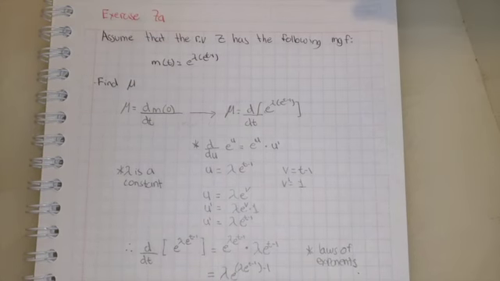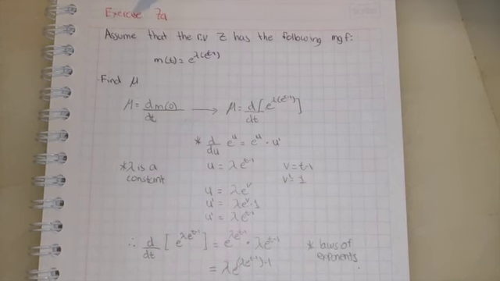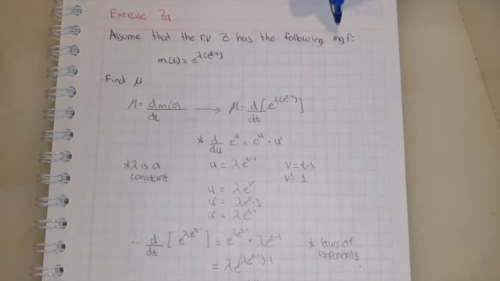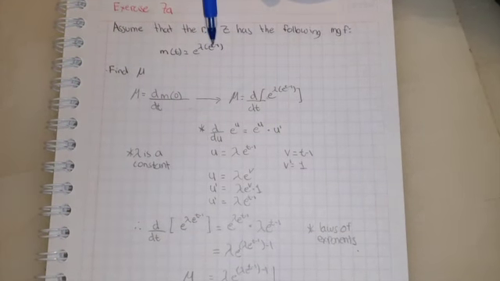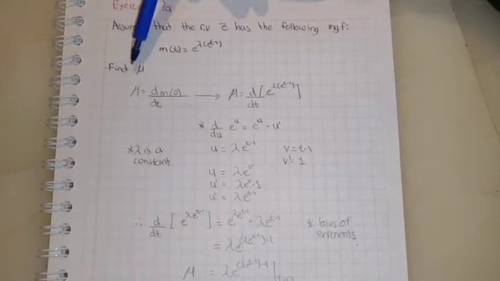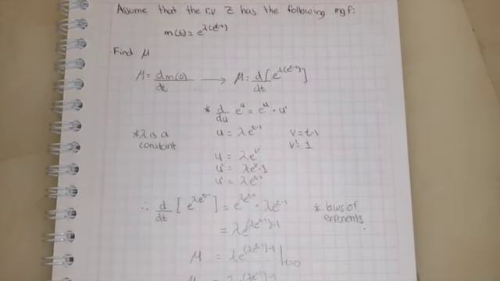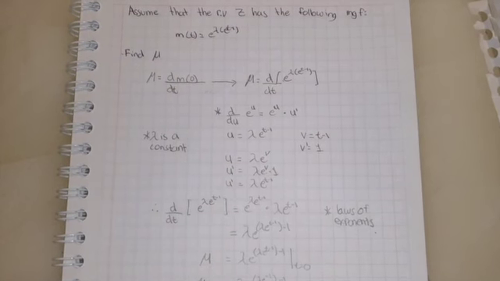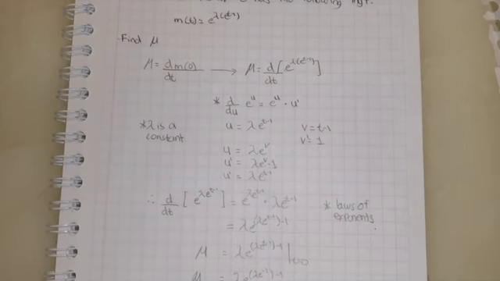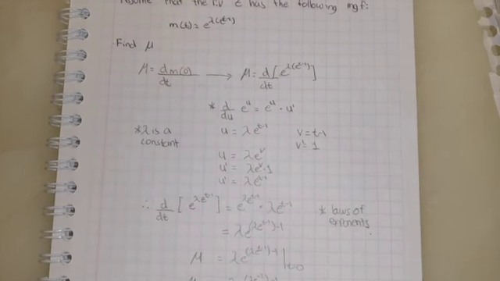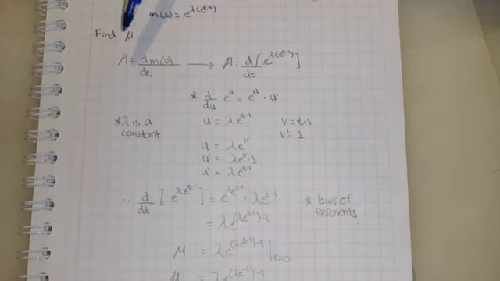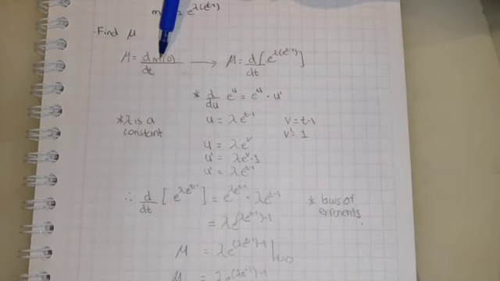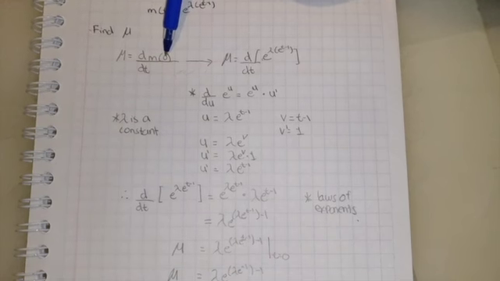For the first part of exercise 7, we have to assume that the random variable C has the following moment generating function: e to the lambda times (e to the t minus 1), and we're asked to find the mean. In order to find the mean, we have to find the first derivative of the moment generating function evaluated at t equals 0. That translates into the derivative of the moment generating function evaluated at 0.